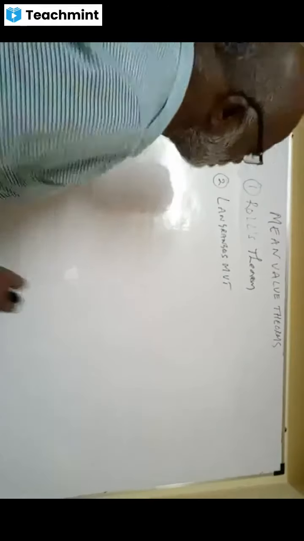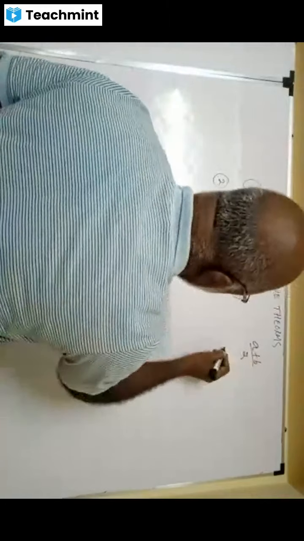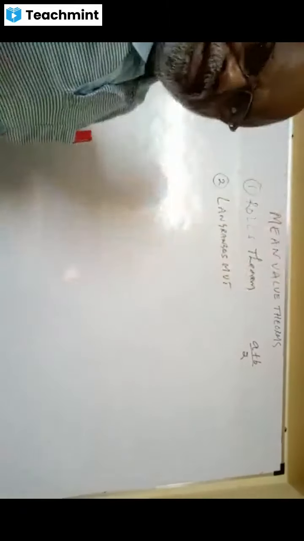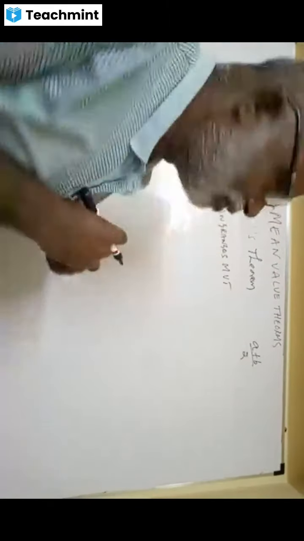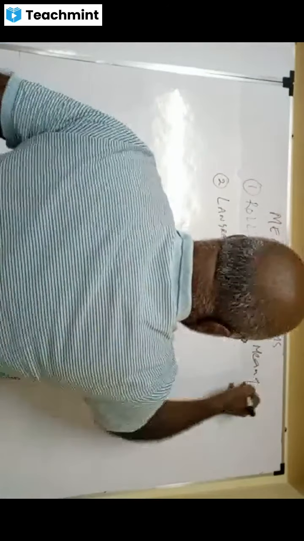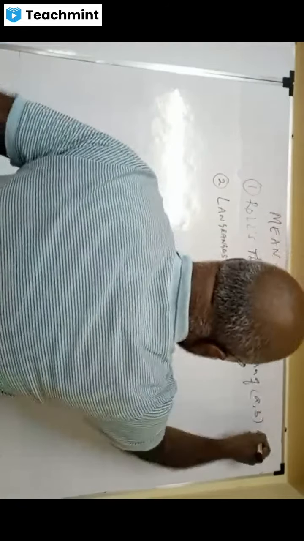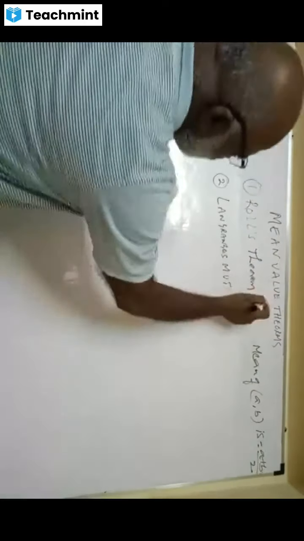Do you know what we mean by a mean? Mean is nothing but something like A plus B by 2, correct? Then it's the mean of A and B, right? Yes or no? Mean of A and B is A plus B by 2, correct? Same thing here we are going to discuss now.